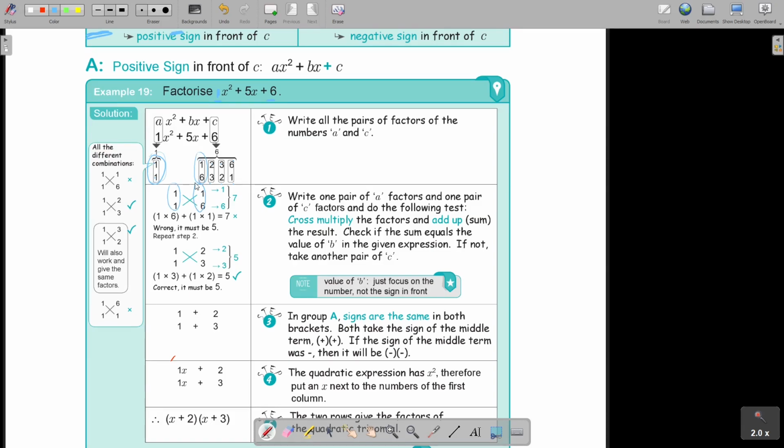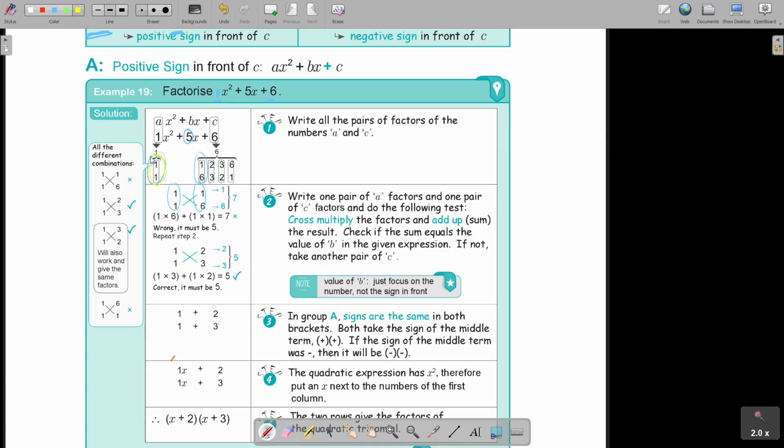And you cross multiply. So 1 times 6 is 6. 1 times 1 is 1. And if I add that, I get 7. I must get what? 5. Sorry, try again.